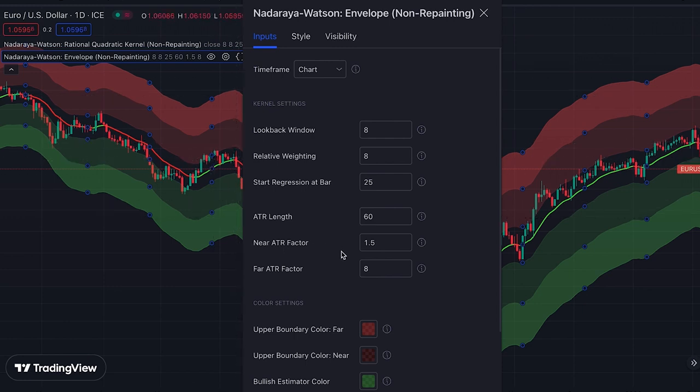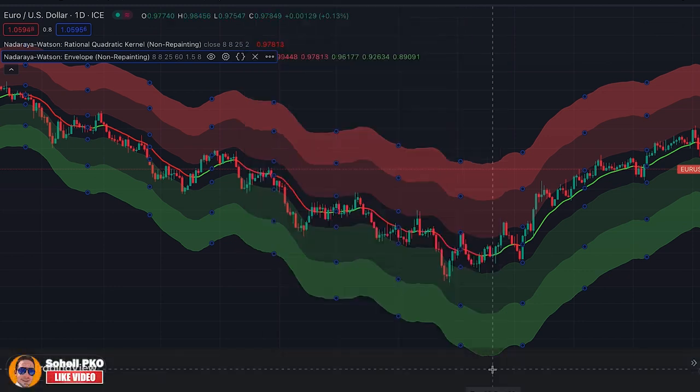For the near bound of the envelope, the recommended range is between 0.5 to 2, and for the far bound of the envelope, the recommended range is between 6 and 8. The default settings work very well, but depending on your trading strategy, you may need to change the settings so this indicator will match other indicators in your trading strategy.